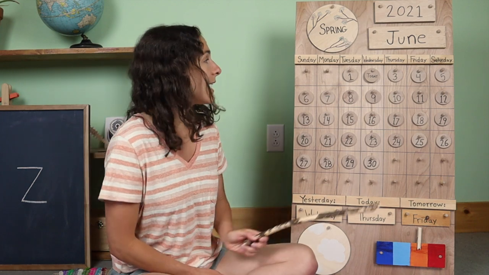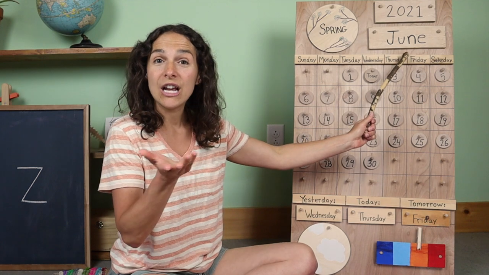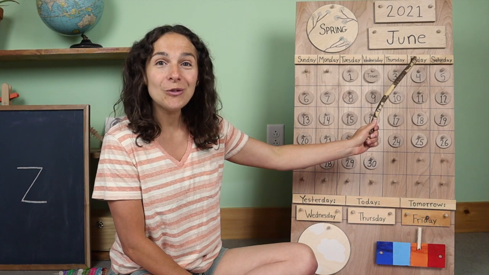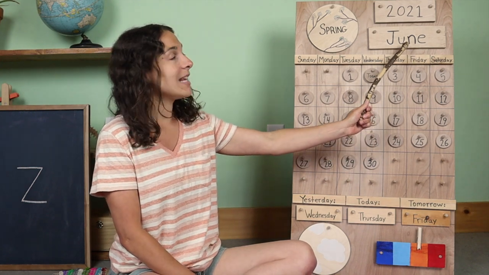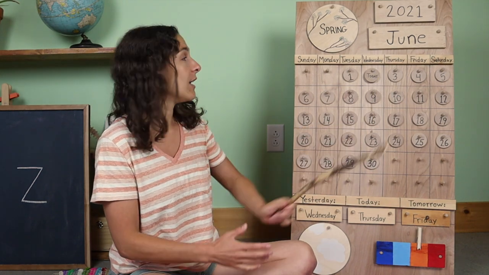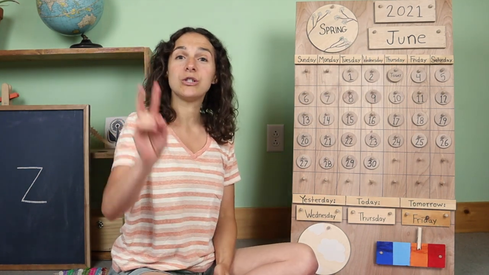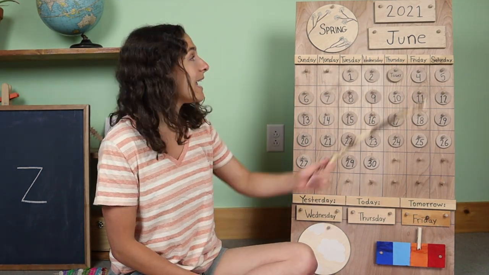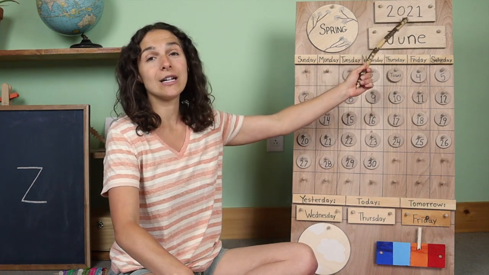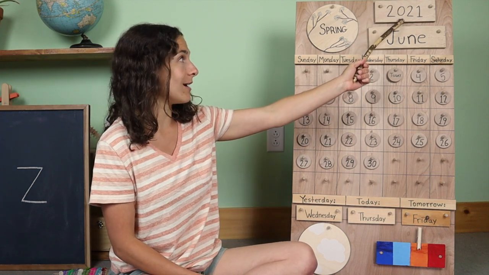I have my pointing stick and I'm going to bring it to the top to talk about the month. Do you know what the new month is called? June. That's right. The month is June and today is June 3rd. So I'm going to move the chip over from yesterday. Yesterday was June 2nd. And today is June 3rd, 2021, but you can also say that the year is 2021.